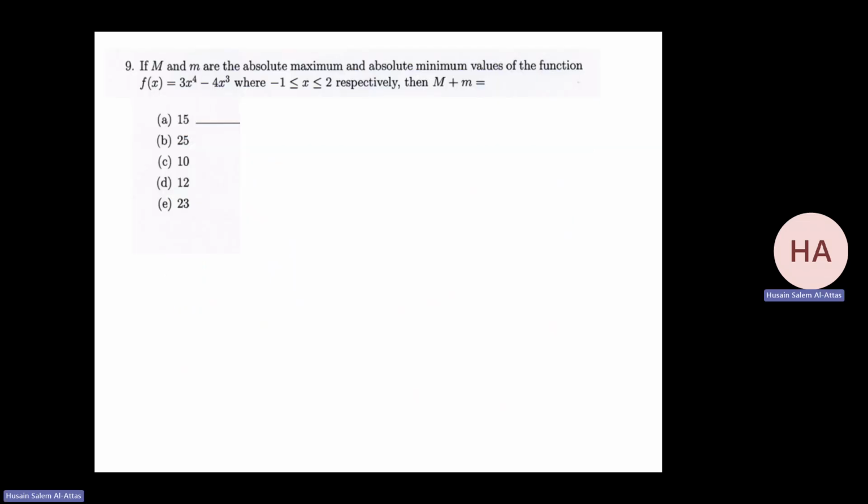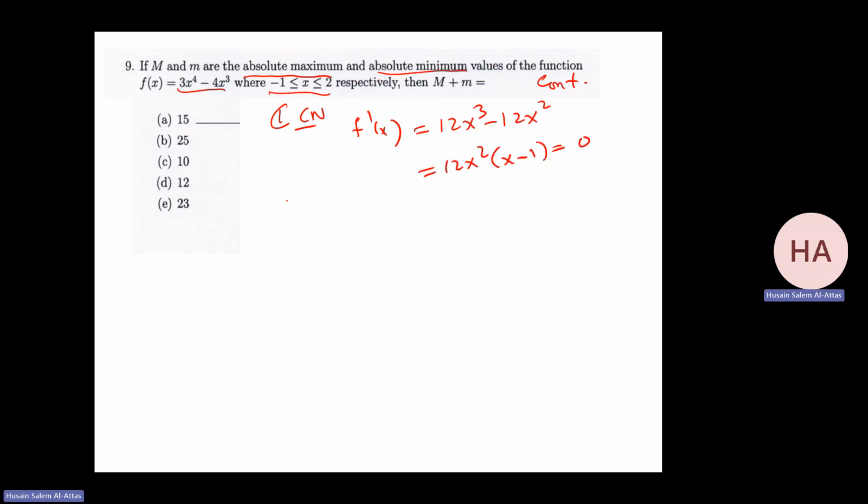Capital M and small m are the absolute maximum and absolute minimum of this function over this interval. It's continuous everywhere, so it's differentiable, and I have no problem to worry about. So I'll find the critical numbers. Find f prime. F prime will be 12x cubed minus 12x squared. I can take 12x squared as a common factor, so I have x minus 1 equals 0. So I have x equals 0 or x equals 1. Both belong to the interval.